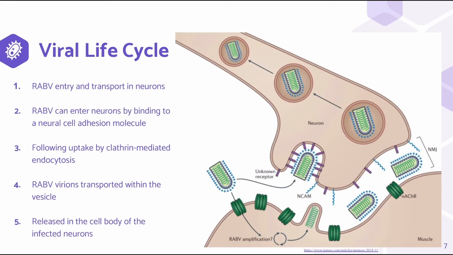The variants enter neurons by binding to a neural cell adhesion molecule. Following uptake by clathrin-mediated endocytosis, the rabies virus virions are transported within the vesicle and are released in the cell body of the infected neurons, where replication and transcription occur.